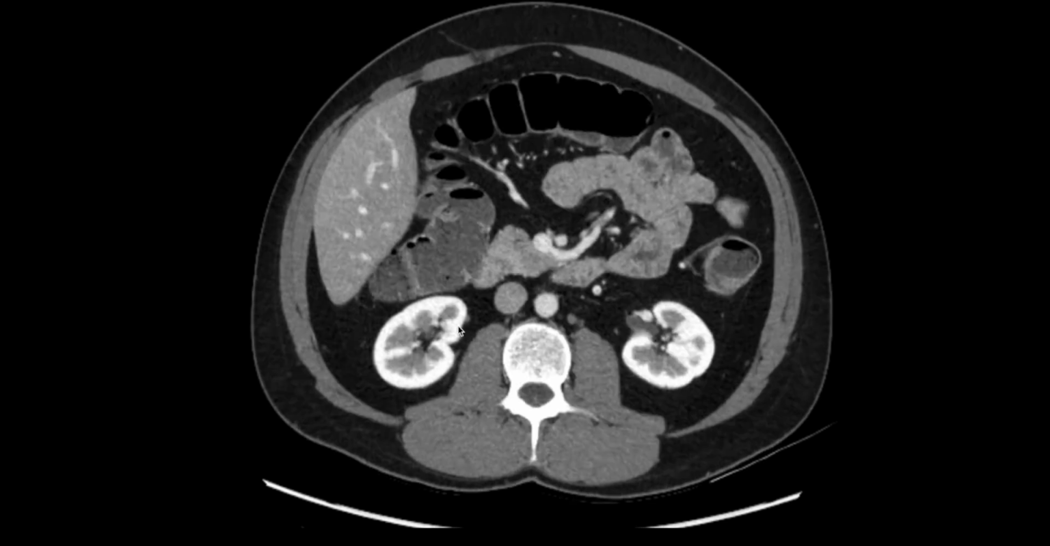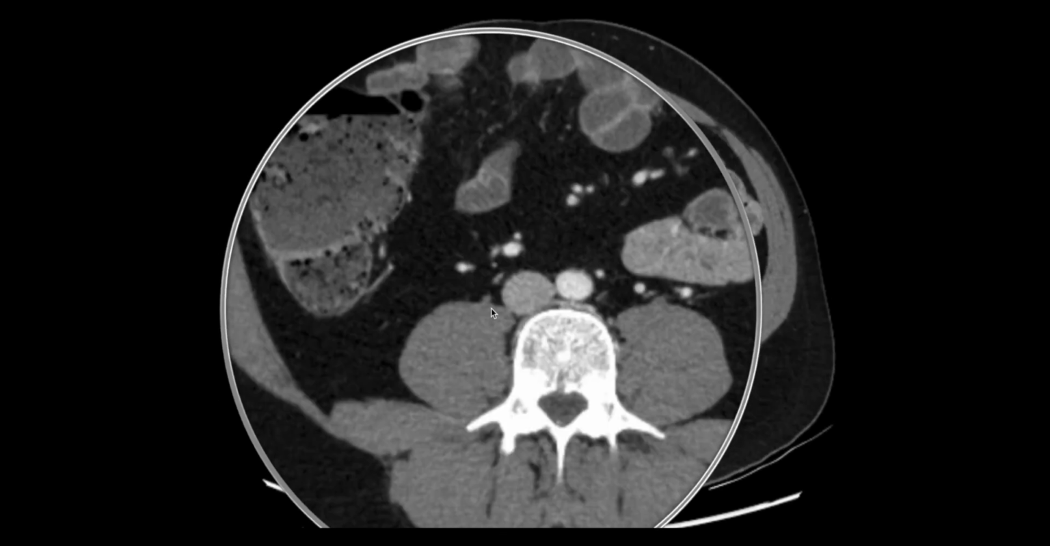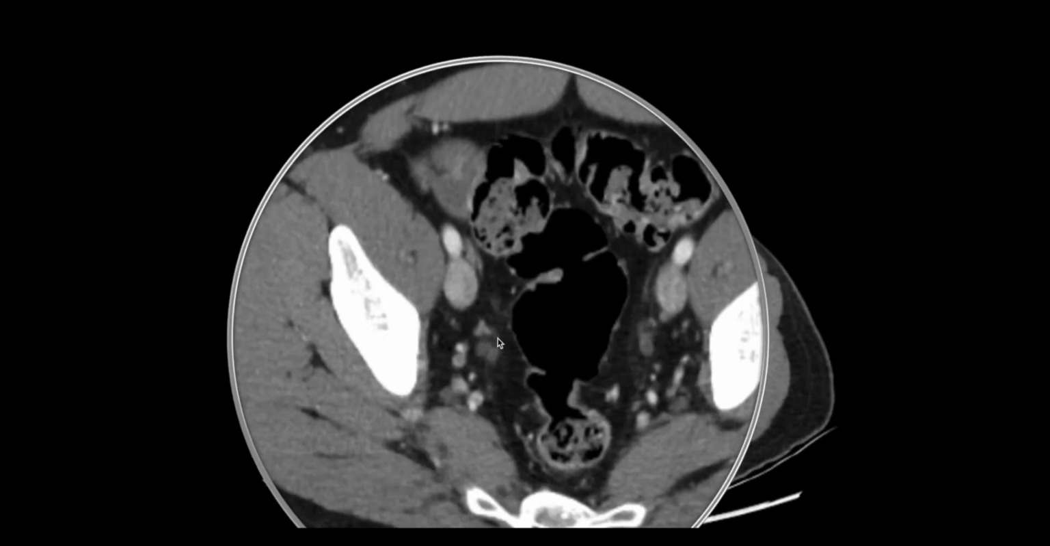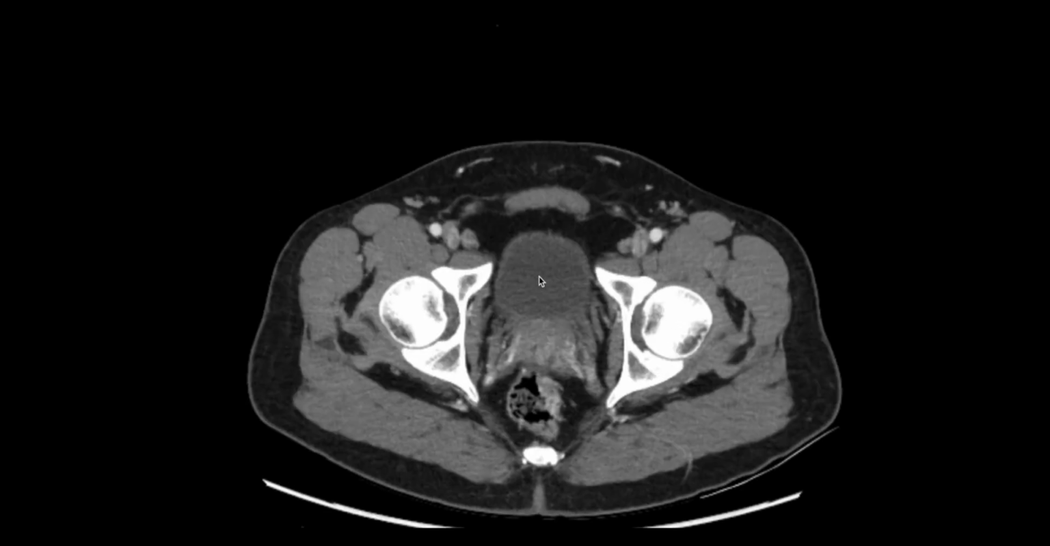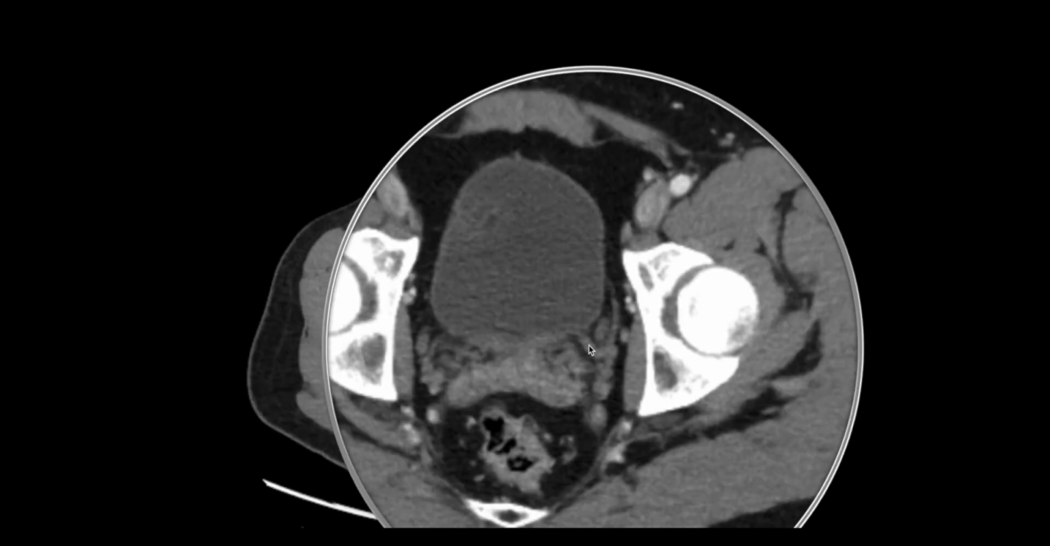After evaluating the kidneys, I follow the ureters down, which can be hard to see in some patients, but I do my best attempt at following the ureters all the way down to the urinary bladder. Here's the distal ureter and the ureterovesicular junction to the urinary bladder, and then I'll follow that left ureter back up to the left kidney.